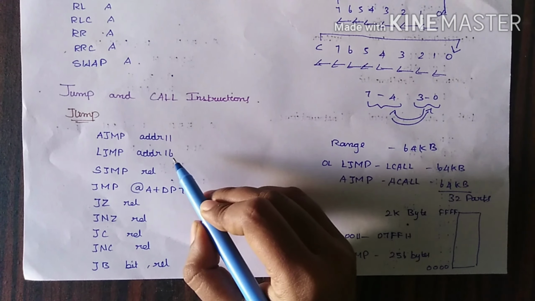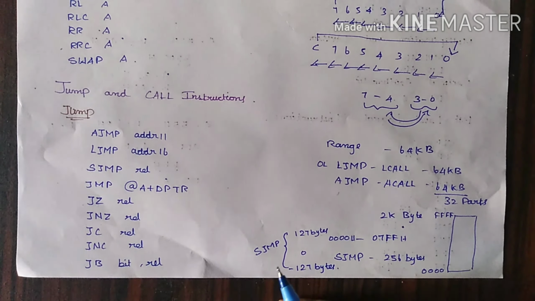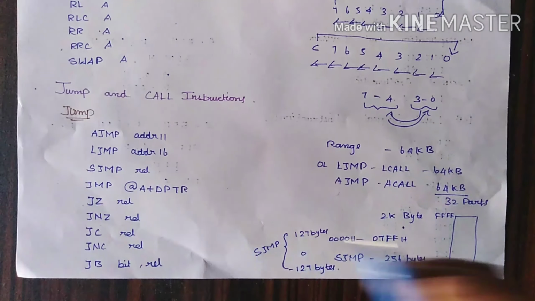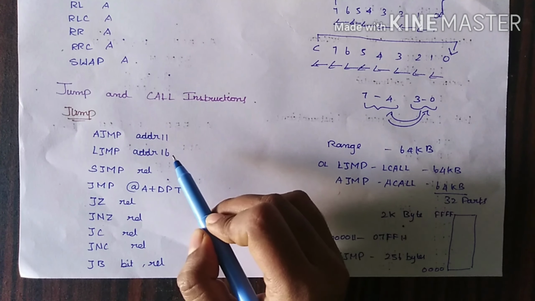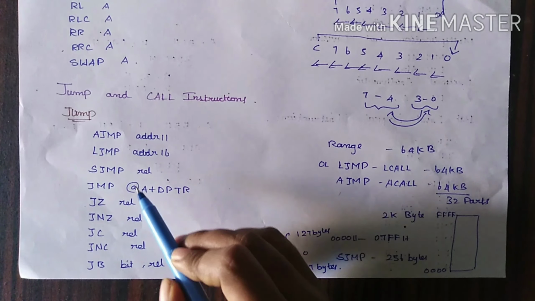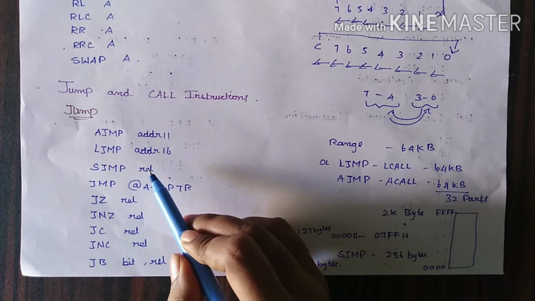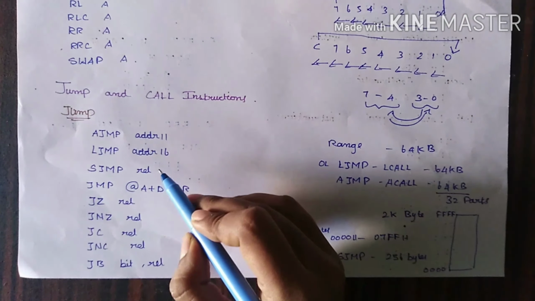And the next one is long jump. Here we are using the complete 64 kilobytes of memory, and so we need a larger number of bits to mention the address in the instruction. So we are using 16 bits to mention the address. And the next one is SJMP. Here we are using the relative address to jump in the relative range.